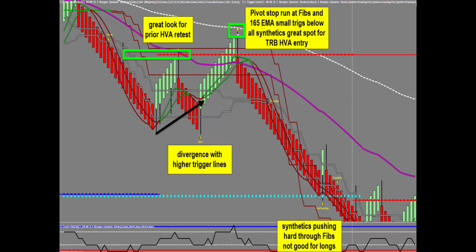Then one of our favorites, a pivot stop run, still expecting more down because all of our trigger lines are below resistance. This is where we start looking for that tiny reversal bar or another high volume entry area to finally get the short after they stopped everybody out. And again, when we get to the bottom of our Fibonacci area, we're not looking for longs because our synthetic triggers are pushing hard through our Fibonacci areas.